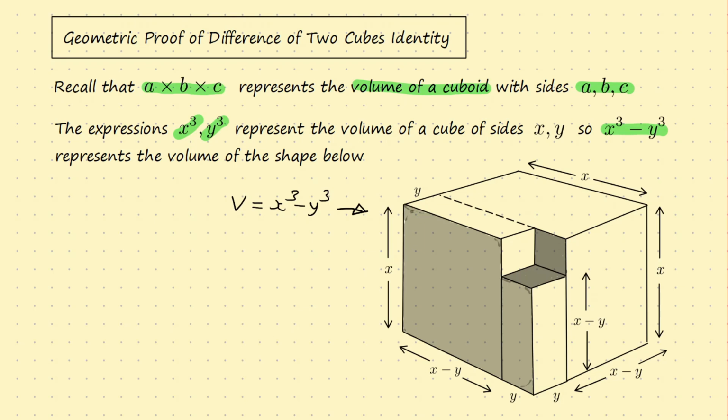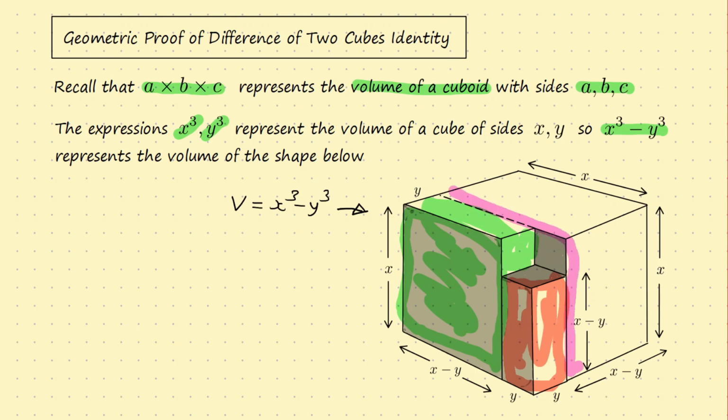We can find another expression for the volume of this shape by considering these component parts, which we can shade here in green. We have this cuboid here, and we have a smaller cuboid here, and we have the largest cuboid, which is this part. And the sum of these three volumes must add up to V. In other words, the sum of these three volumes must equal x³ - y³. I've called these three volumes V1, V2, and V3.